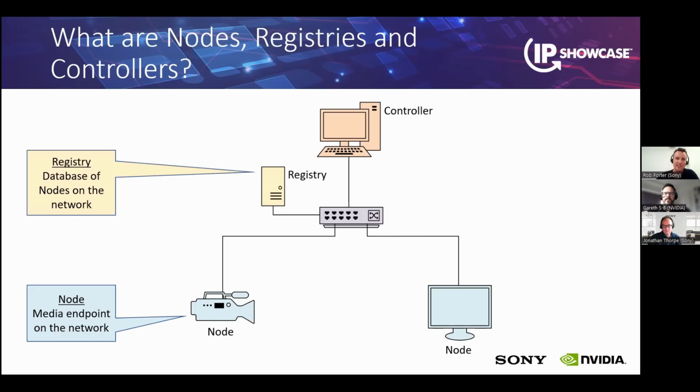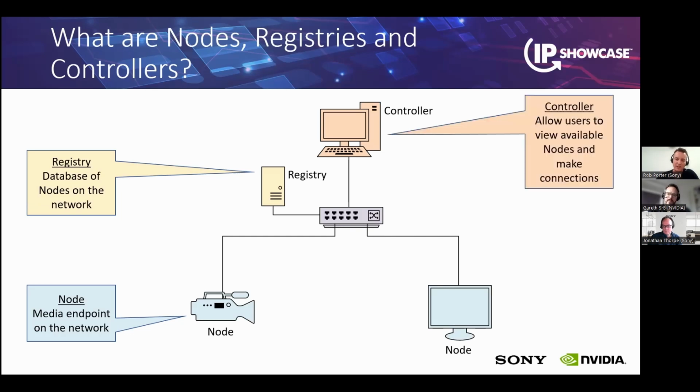The registry is a system that is kept up to date with a database of all the nodes that are currently connected to the network. And a controller is a hardware or software device that allows a user to see what nodes are currently available on the network and make connections between them.